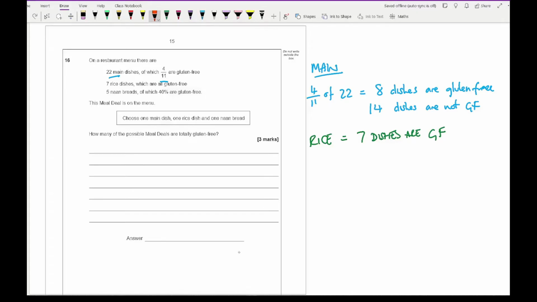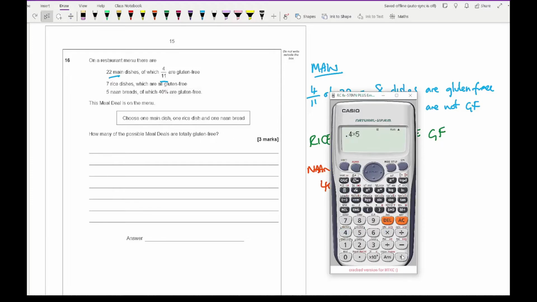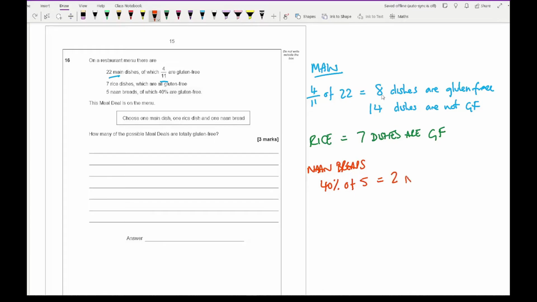So in terms of the naan breads, we've got 40% of 5, so 0.4 times 5 gives me 2. So we've got 2 naans that are GF, and therefore 3 not GF. Now, what we need to do is first of all work out the number of possible gluten-free meal deals that we could have. So for this, we've got 8 multiplied by 7 multiplied by 2. All you do is multiply the options together, in which here we've got 56 times 2.